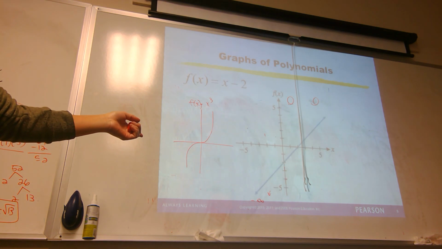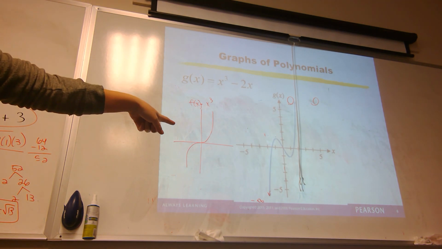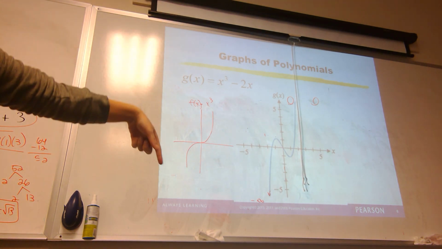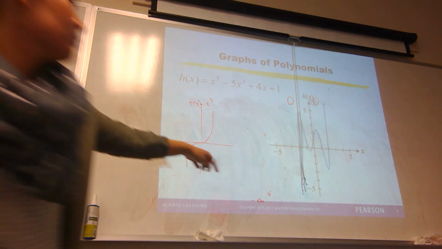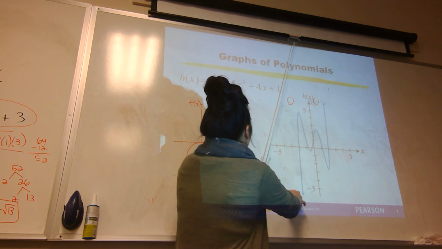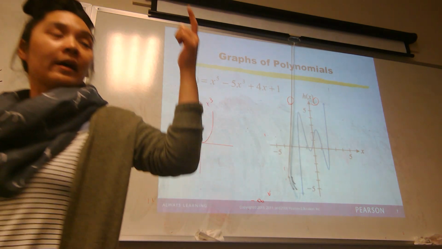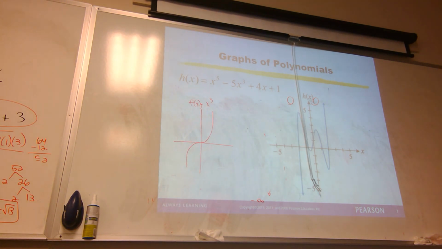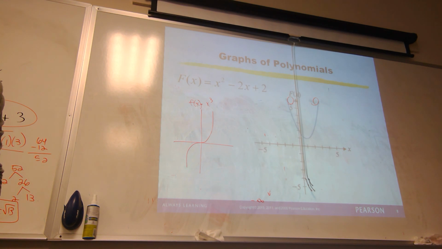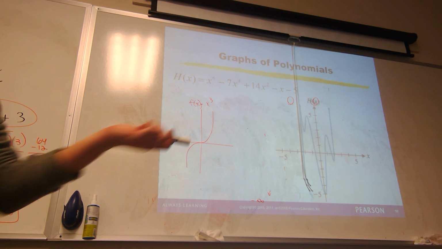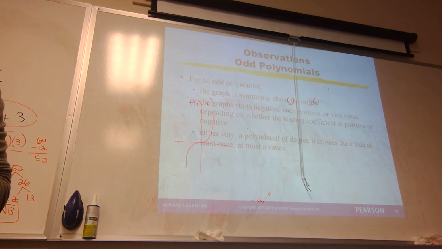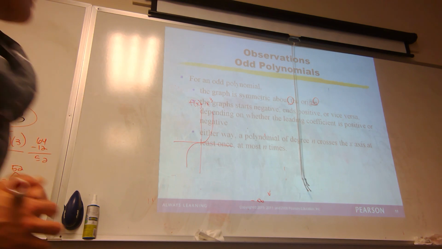Sorry, I keep going backwards. One goes positive and one goes negative, and same thing for this one, right? So for odd functions, 1, 3, 5, 7, 9, the ends go in opposite directions. For even functions, 2, 4, 6, 8, 10, they go in the same direction, okay? So see, same direction, right?